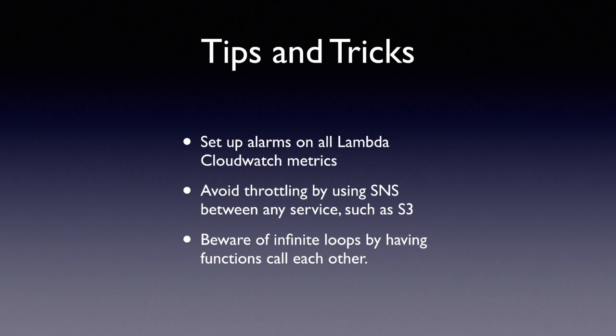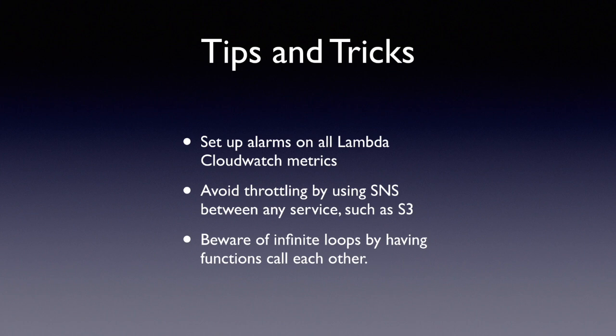So a couple of tips and tricks that we've learned so far. Make sure you set up alarms on all those Lambda CloudWatch metrics. We've been burned by that a couple of times. You can avoid throttling. When you communicate from one service to the next, there's going to be some throttling, but if you go through SNS, it helps avoid that, because SNS has a much higher limit of data that you can push to it.